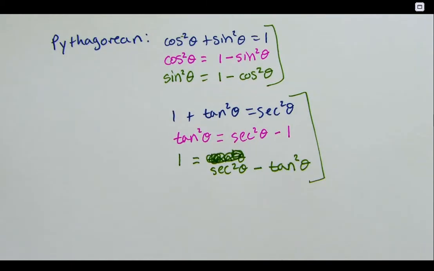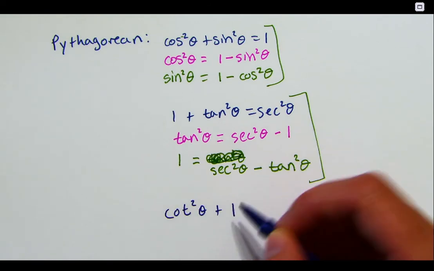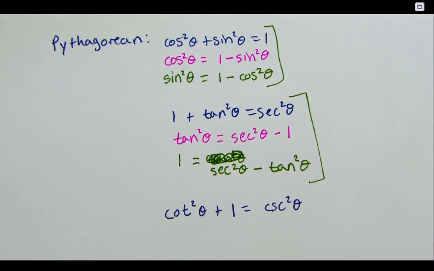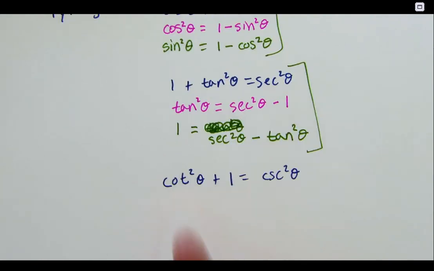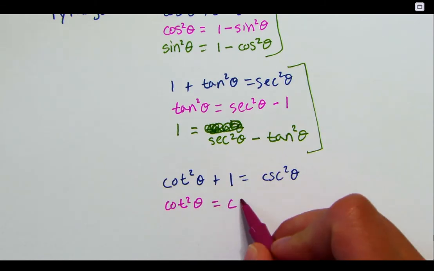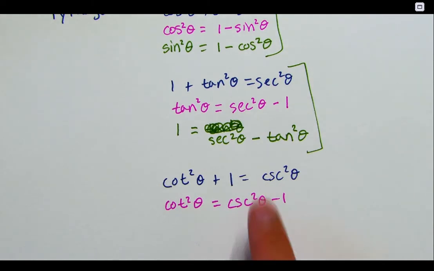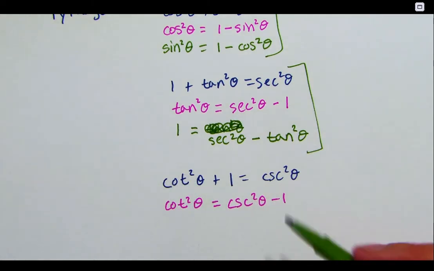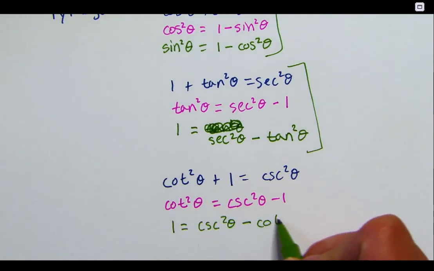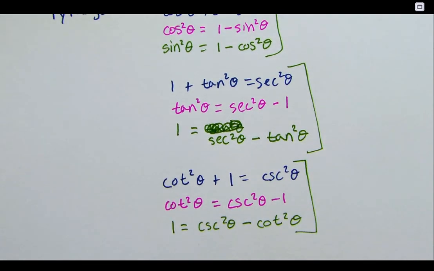And we can go through that exact same process for that last one. So cotangent squared theta plus 1 equals the cosecant squared theta. So if I wanted to rearrange by getting the cotangent by itself, I would subtract the 1 over. So cotangent squared theta is going to be equal to cosecant squared theta minus 1. Or if I wanted to get 1 alone, I would subtract that cotangent over. So 1 would equal the cosecant squared theta minus cotangent squared theta. Okay, so again, all of these things would be equivalent to each other.